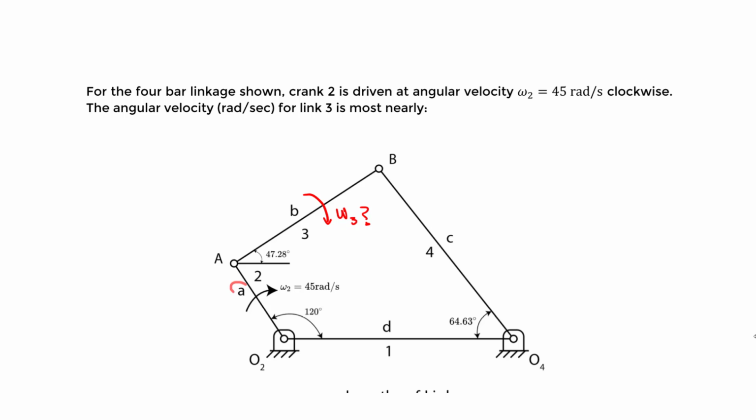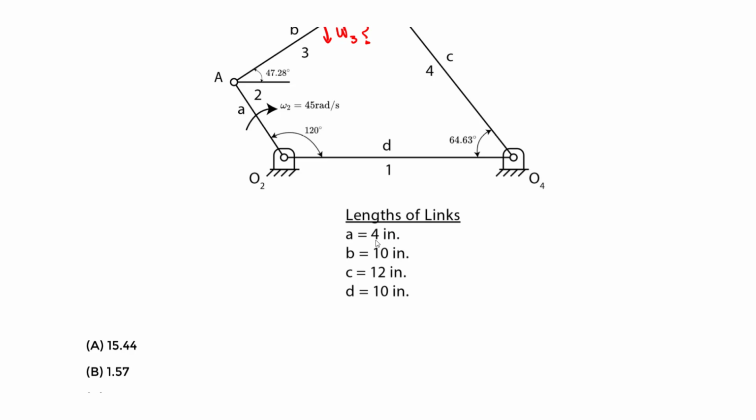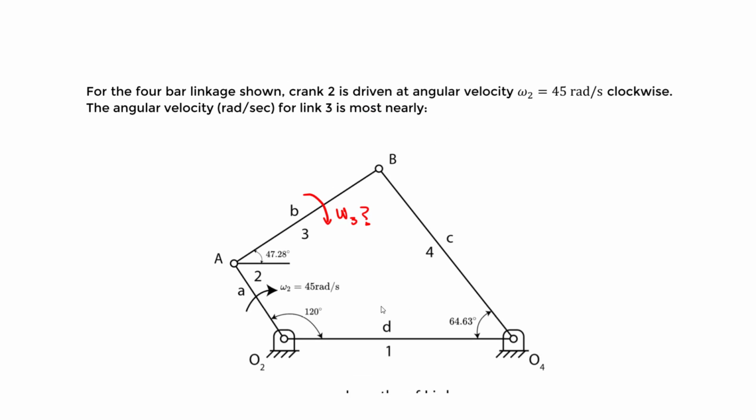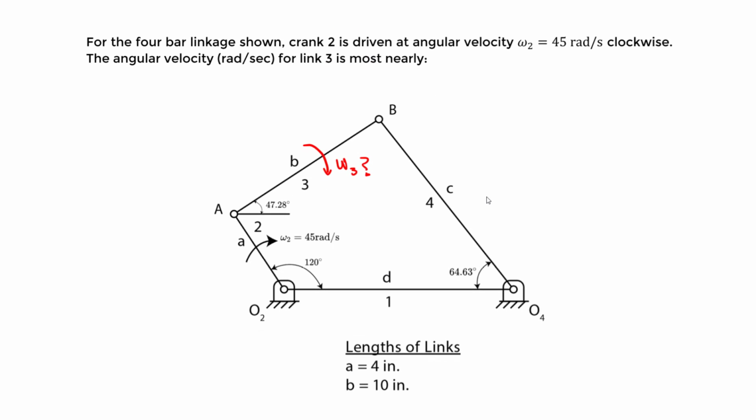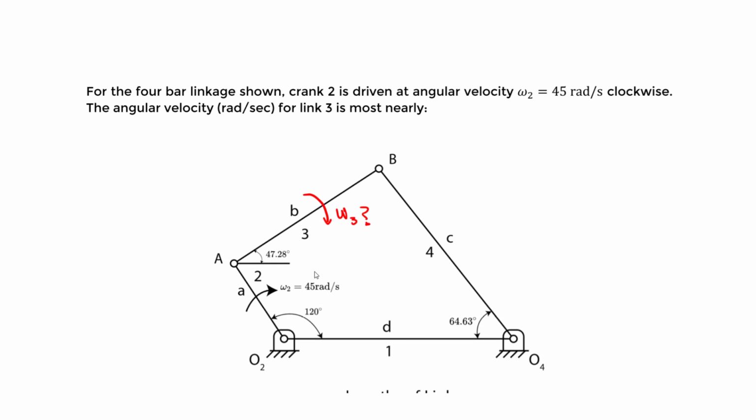And we're told this is A, B, C, D. So we know A, B, C, D are the lengths of the links. A is 4 inches, B is 10 inches, C is 12 inches, D is 10 inches. And the nodes, as denoted in the handbook, this is O2. It's a pin, it's fixed. This is A, this is B, and this is O4. And we know this bottom link, link 1, is always fixed. That does not move, right? So that's special about a 4-bar linkage.